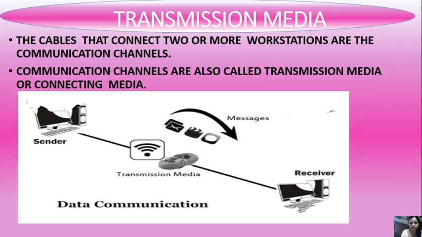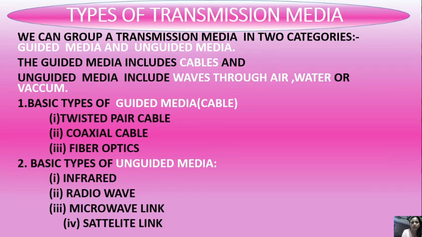Now, types of transmission media. We can group transmission media in two categories, guided media and unguided media. The guided media includes cables and unguided media include waves through air, water or vacuum. Basic types of guided media are twisted pair cable, coaxial cable and fiber optics. Basic types of unguided media are infrared, radio wave, microwave link, satellite link. So in this video, we will discuss unguided media, radio wave. So let's start the topic.